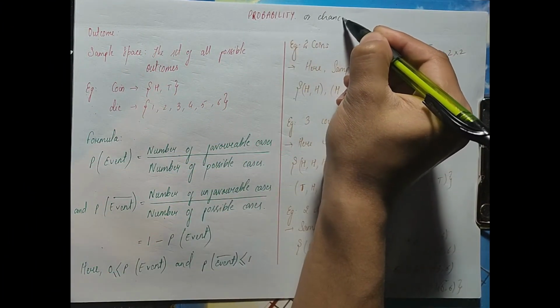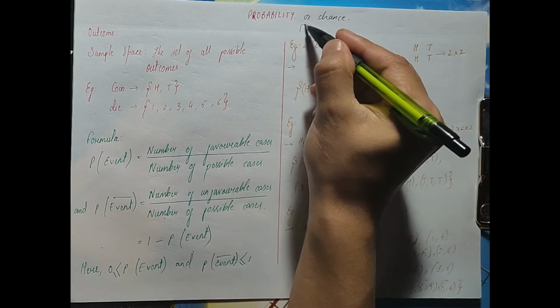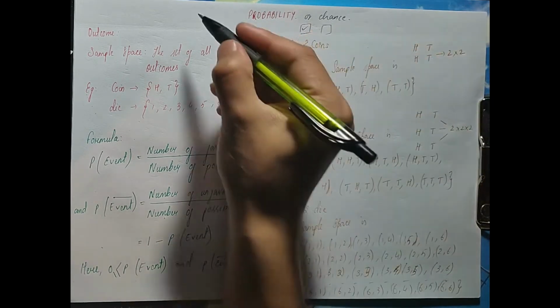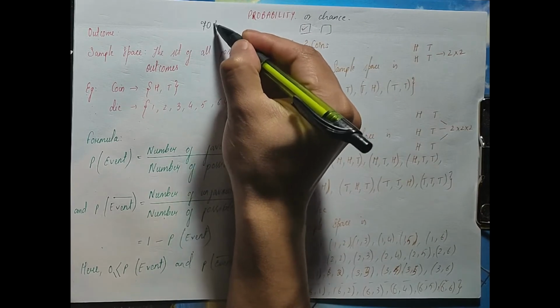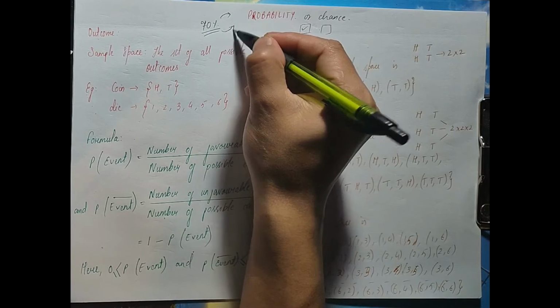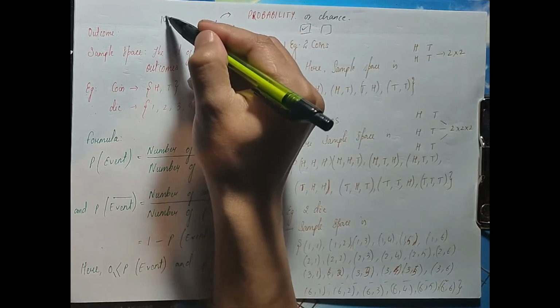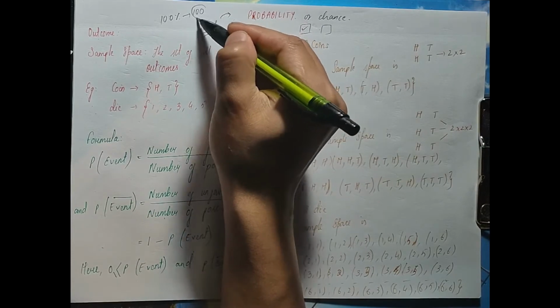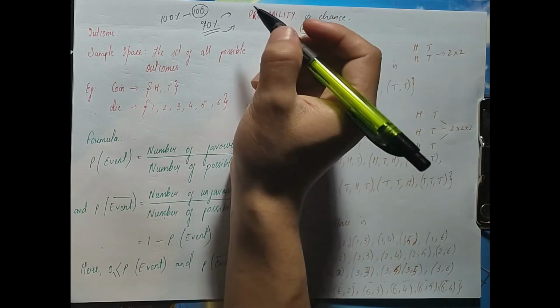The word probability or chance basically tells us how likely an event may or may not occur. For example, if we say that there is a 70% chance that it will rain tomorrow, it is very likely that it will rain tomorrow. If we say that there is a 100% chance that it will rain tomorrow, that is, we are very much sure that it's going to rain tomorrow.